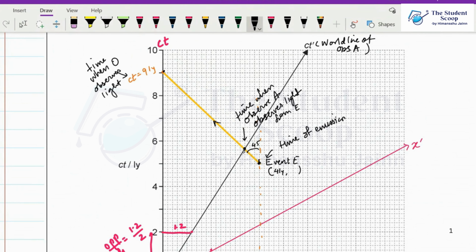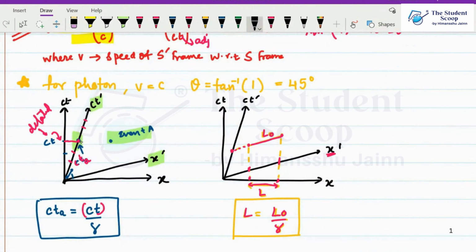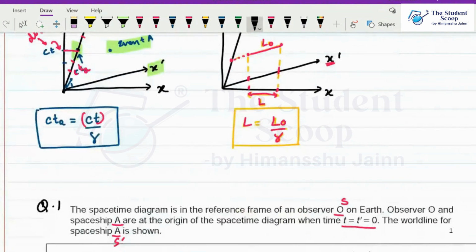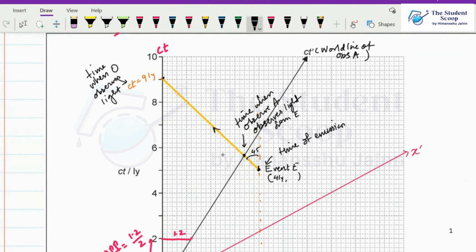Now, what would be the time on this? As we mentioned earlier, if I want to find the corresponding time on this, I will just find this time. Let's say this is the corresponding axis. So corresponding here, the time is roughly around 5.6 light years. That is ct. Since we know this, ct dash will be 5.6 light years over the gamma factor.